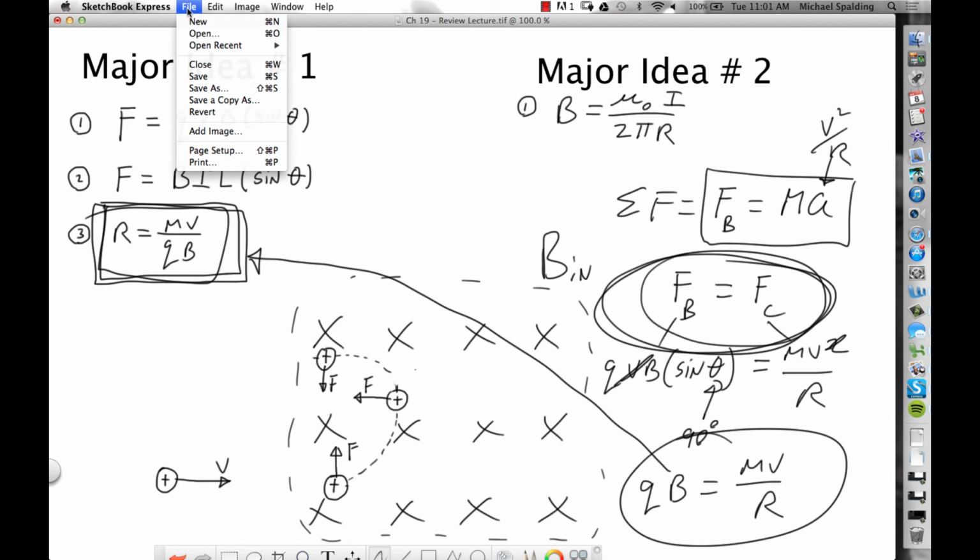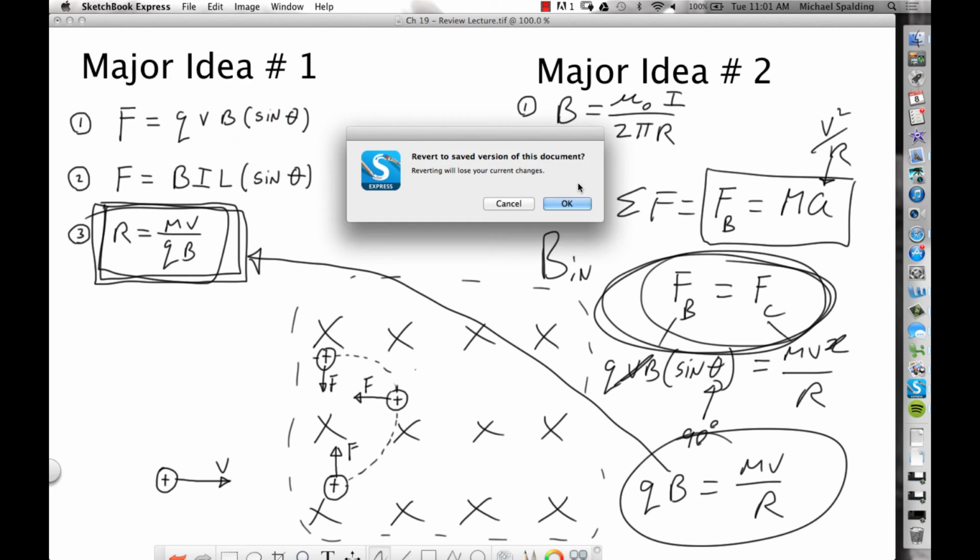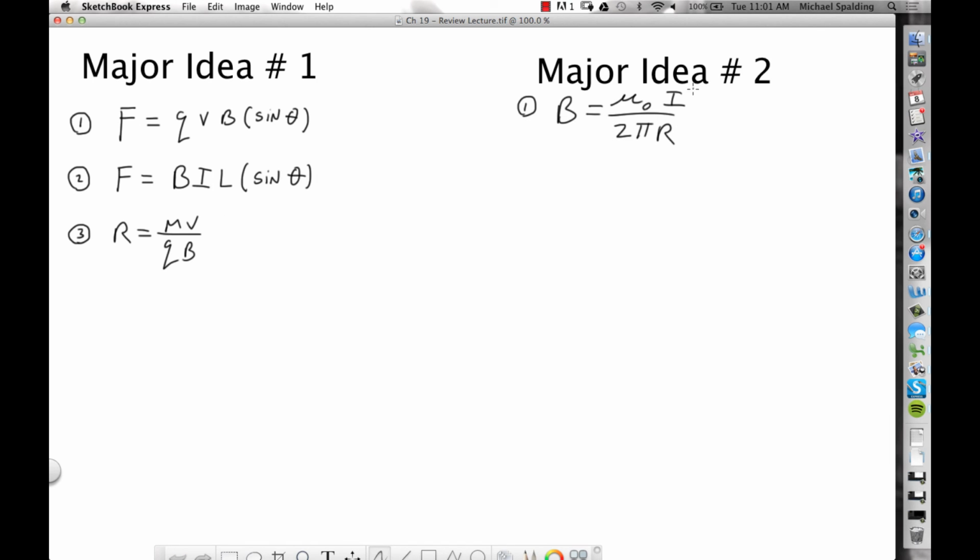Major idea number 2. We're almost done, and it's very quick. What is major idea number 2? Where do magnetic fields come from? Moving charged particles. And you're like, wait a minute, I thought magnetic fields exerted force on moving charged particles. They do, but they also come from moving charged particles.